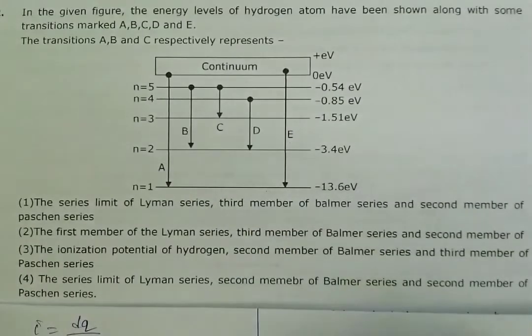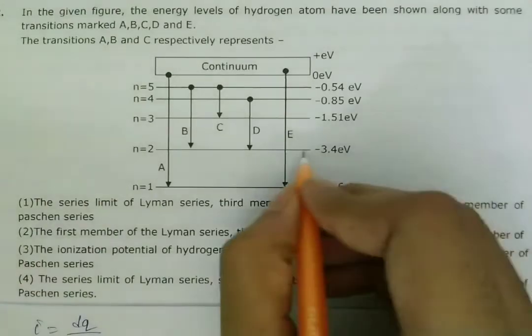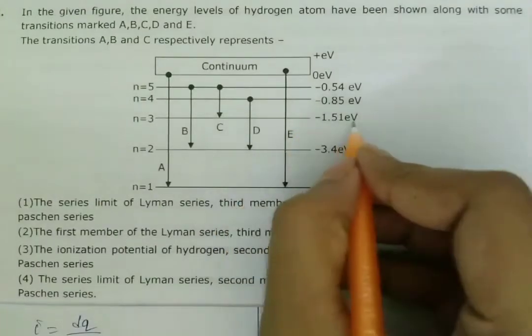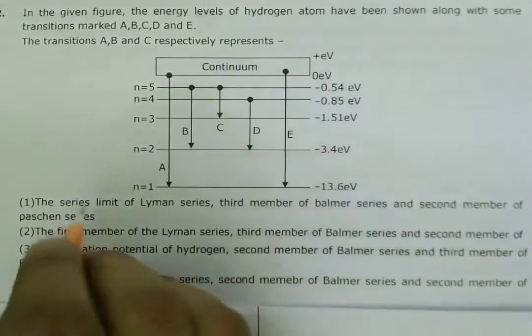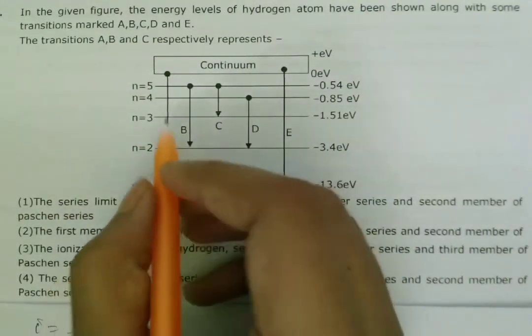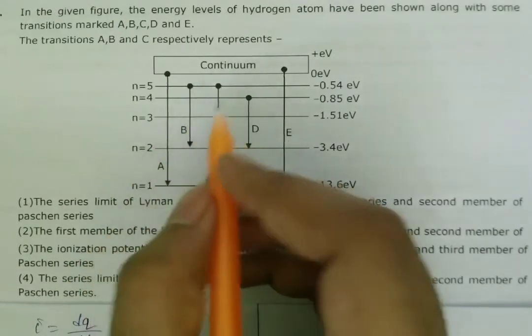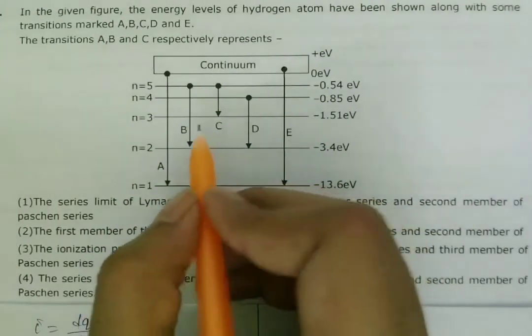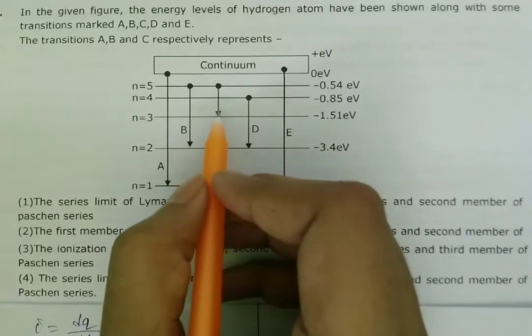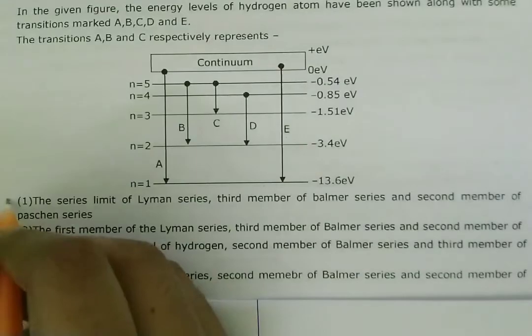This is also a theory based question. We know this is the Lyman series, this is Balmer, this is Paschen, this is Brackett. So you can say transition A is the series limit of the Lyman series, transition B is the third member of the Balmer series, and transition C will be the second member of the Paschen series. So after checking the options, option 1 is the correct answer.